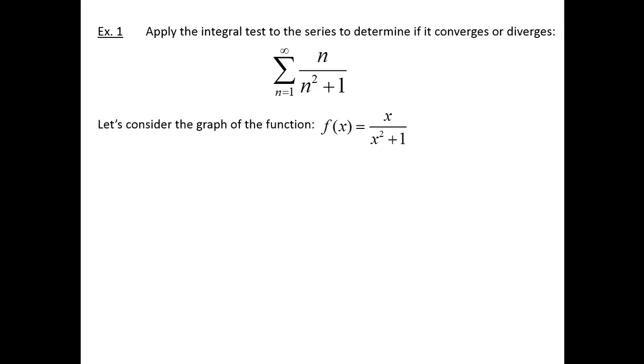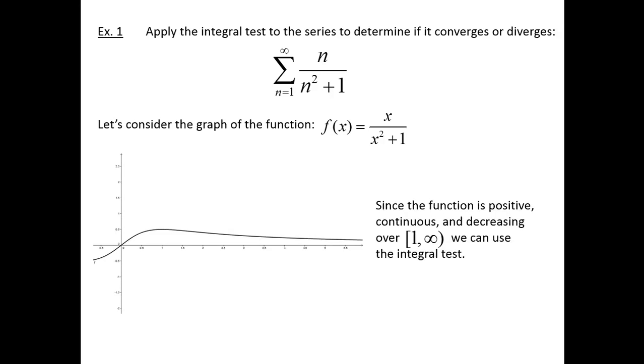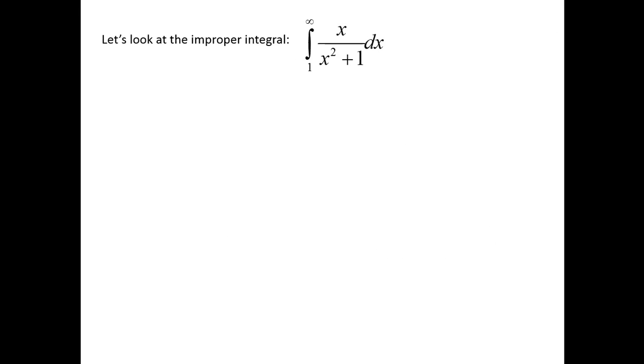So let's consider the graph for this function that corresponds with x over x squared plus 1. And you can see from the graph that it is positive, continuous, and decreasing from 1 to infinity. So since those conditions are met, we can go ahead and use the integral test. We're going to look at the corresponding improper integral from 1 to infinity of x over x squared plus 1.